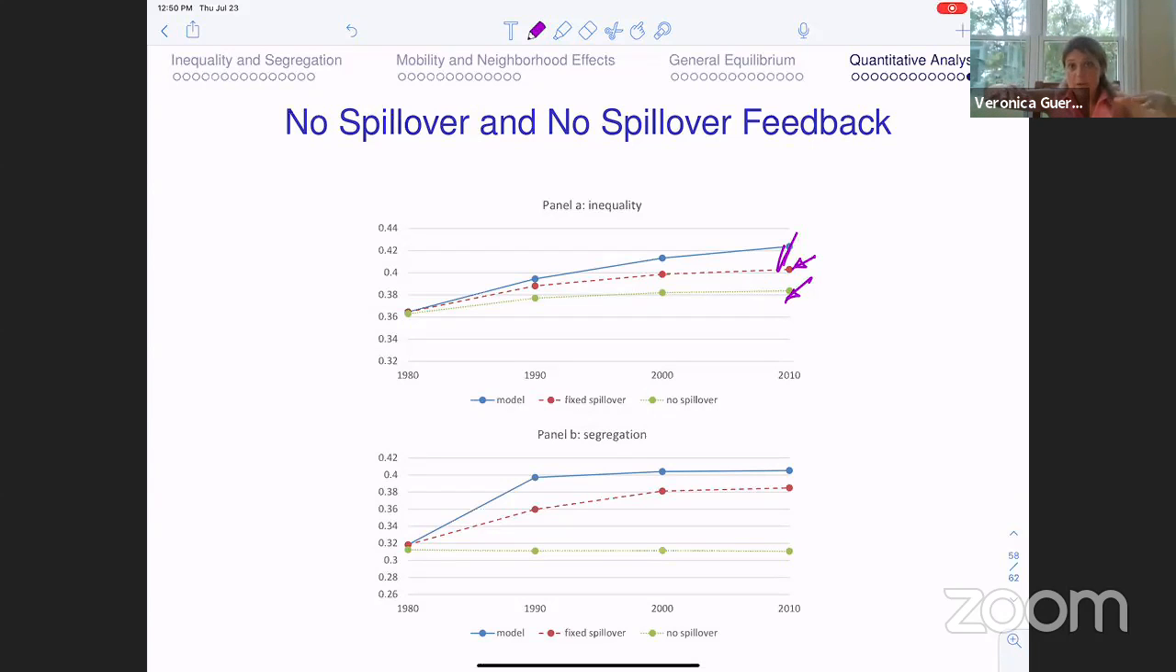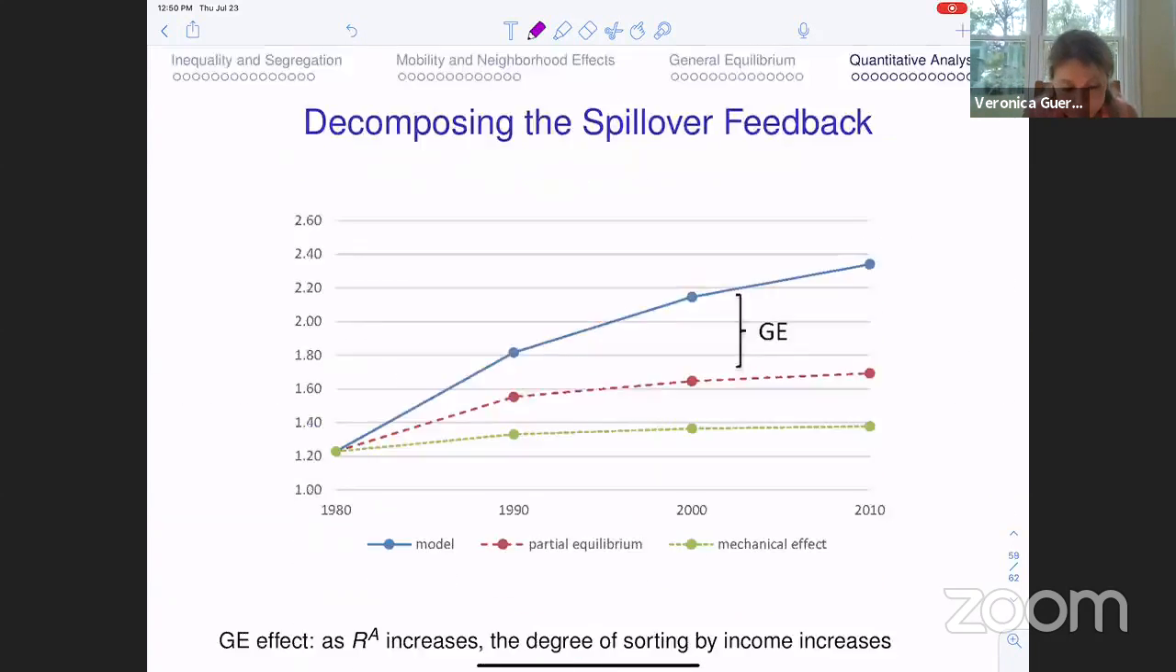If there is spillover, even if it's global, you're going to have a response in segregation by income because of the increase in inequality, because people can enjoy more of that. But then on top of that, you're going to have an effect that comes from the endogenous change in the spillover. So there are different layers of the effect that we try to explain in the paper. If you're interested, you can look at that.